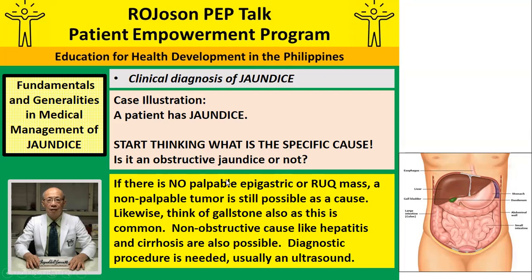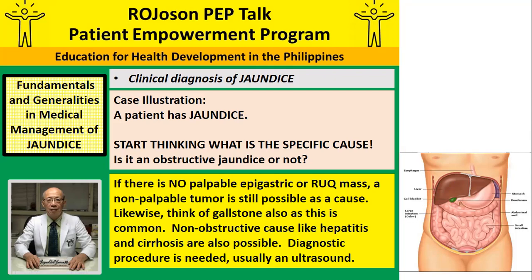If there is no palpable mass, you don't rule it out, because a non-palpable mass is still possible; it might be too small to be palpable. Likewise, you think of gallstones, as this is quite common in this area. Non-obstructive causes like hepatitis and cirrhosis are all possible considerations.